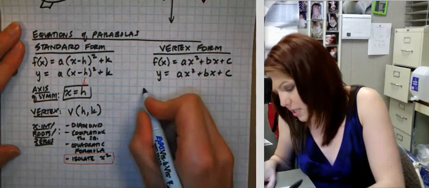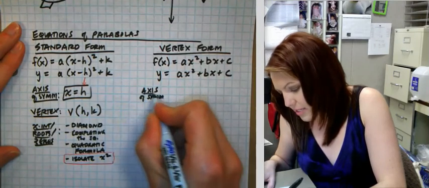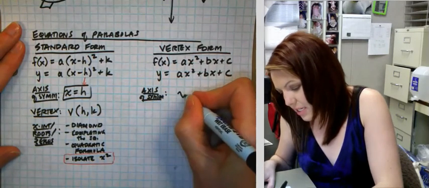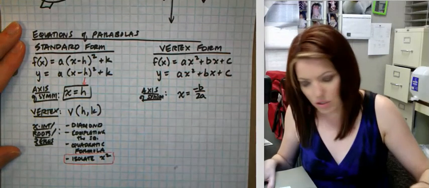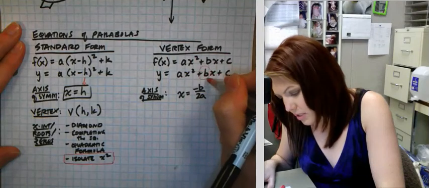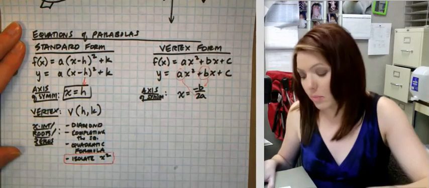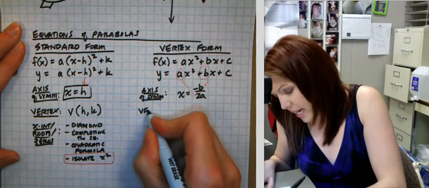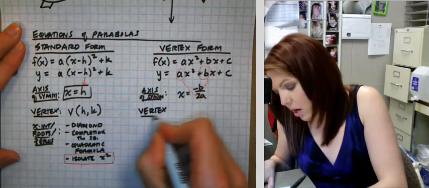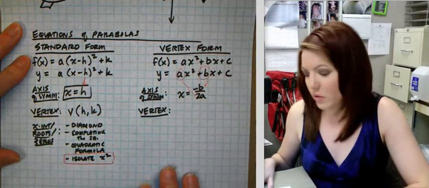Okay, let's switch over to the other form, which we're going to call vertex form. Okay, so the axis of symmetry in this one is x equals negative b over 2a. Okay, so we use this coefficient in for the top and then a on the bottom, or 2a. All right, then to find the vertex, we already found the x-coordinate of the vertex when we found the axis of symmetry. So let's go back here.